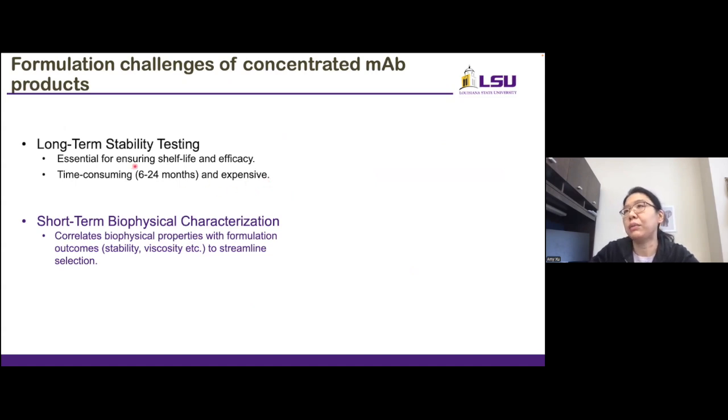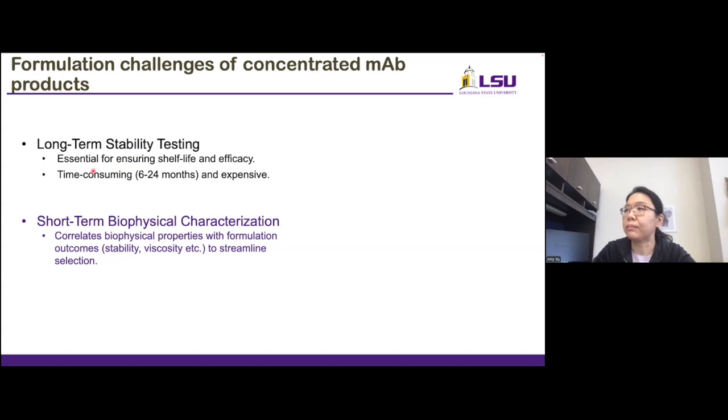In order to determine the best formulation condition for a mAb candidate, there are several ways to do it. The first is long-term stability testing. This is essential for ensuring the shelf life and efficacy of the mAb product. But it can be time-consuming and very labor-intensive, because there are so many combinations of excipients that can be used to formulate the mAb product. And at the early stage of development, people may not have enough material to play with anyway.